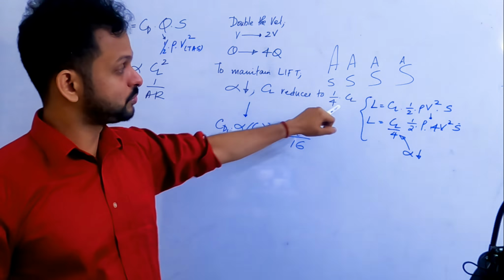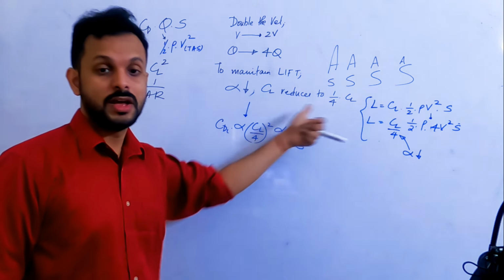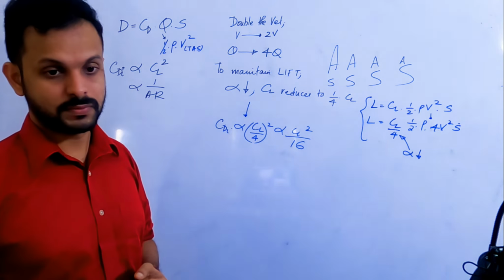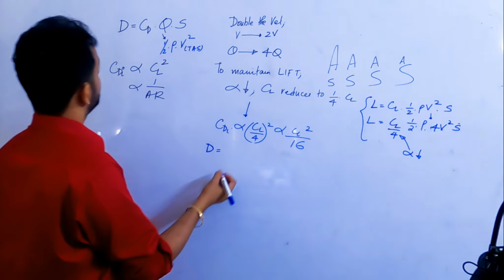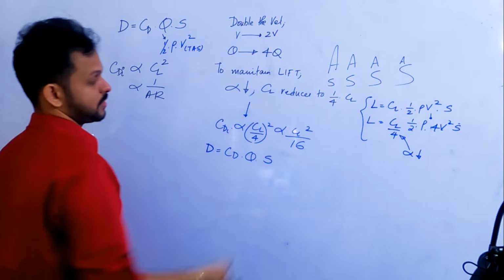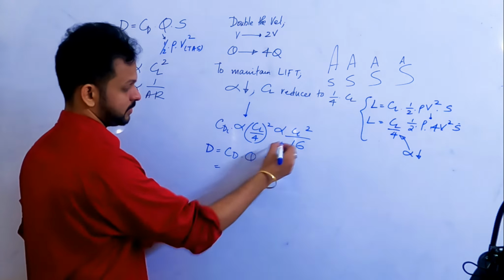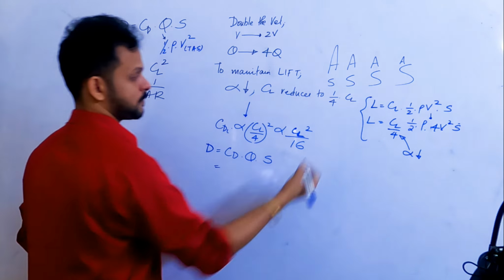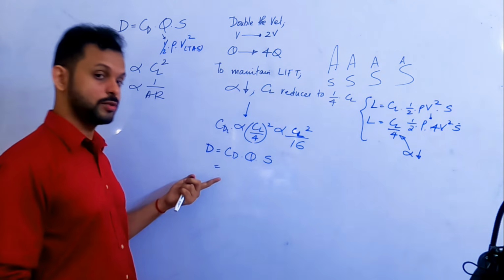So when you reduce your coefficient of lift, the ability of the wing to produce lift, by 1 by 4 times, you have automatically reduced the induced drag by 1 by 16 times. Now, the drag equation: drag is equal to CD times Q times S. What is CD? What happened to CD here? It is reducing, right? The drag reduces because the induced drag is reducing, so total drag is going to reduce.